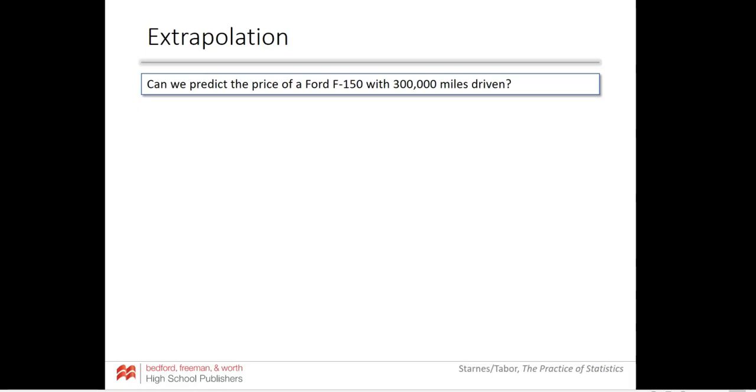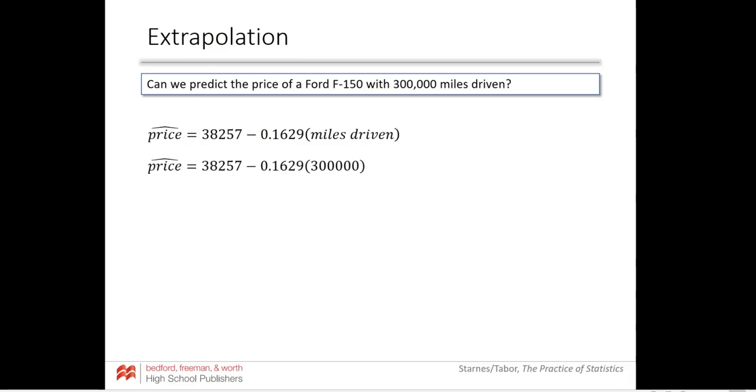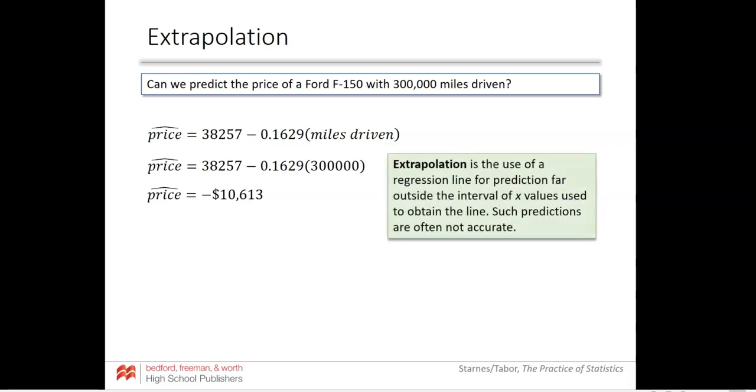Can we predict the price of an F-150 with 300,000 miles driven? Wow, that'd be a lot of miles. I've driven a car up to 250,000 miles. That's a lot. 300,000 is a lot. If you did that, let's make the prediction. Let's just plug it into the formula and see what happens. We plug it in and we get a really weird answer. It would cost negative $10,000 for this car. Oh, they would give me $10,000. I would love to have a vehicle where they give me $10,000. That doesn't make sense, right? It's not logical, right? So that's called extrapolation, and we definitely extrapolated too far away from the data.